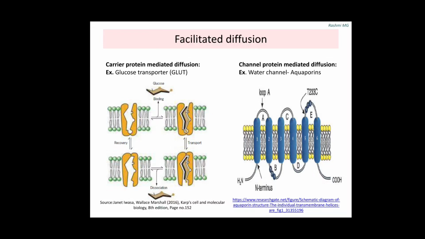Classes of proteins that mediate facilitated diffusion. Carrier protein mediated: carrier proteins, called transporters or permeases, non-covalently bind specific molecules to be transported on one side of the membrane. They then undergo conformational changes that allow the molecule to pass through the membrane and be released on the other side. The classic example is the movement of glucose mediated by the carrier protein glucose transporter, GLUT.